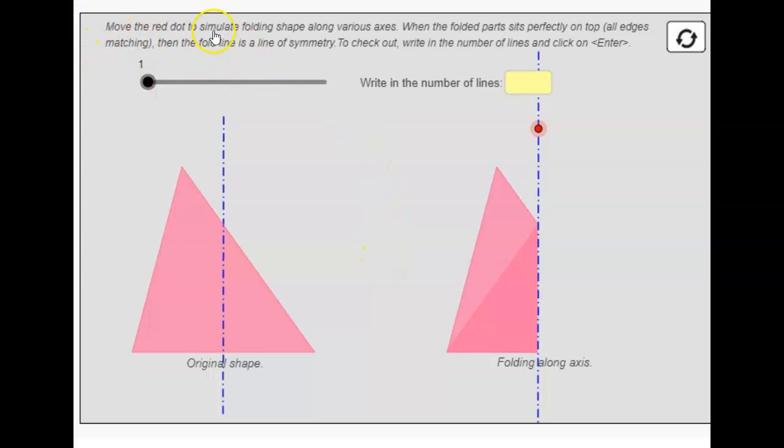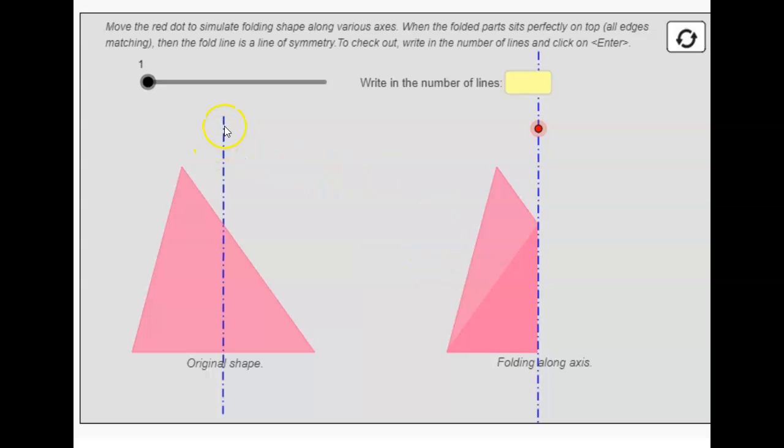So let's get started by reading the directions. It says move the red dot, well, this is black, but I'm going to assume that's the one they mean, to simulate folding shape along various axes. So this line must also be called an axis. When the folded parts sit perfectly on top, all edges matching, then the fold line is a line of symmetry. To check it out, write the number of lines and click on Enter. Okay, well, this then is my axis.